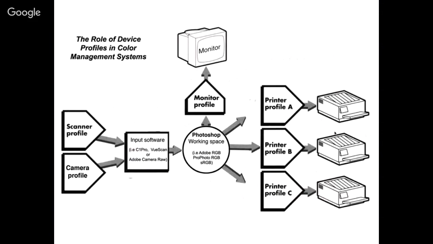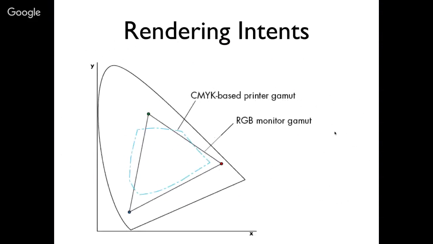However, the color isn't the issue now. The color we've got to match. What's at issue now are the colors that are out of gamut. And again, what I mean by out of gamut is this. When you look at this triangle here, it is what your monitor can show you. The area in here, the cyan dotted line, is what your printer can give you. And all the colors that are common to both are fine. That's not the problem. It's the colors that are outside.